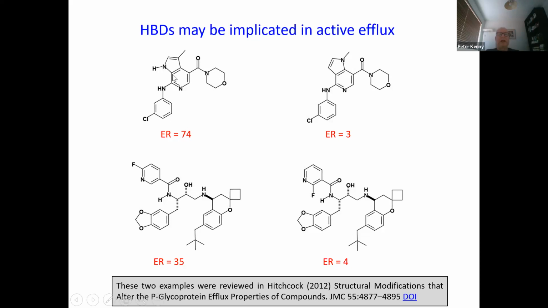And what you can see here is what I call a permeability cliff. All they've done, by moving the nitrogen from here to here, is effectively eliminate a hydrogen bond donor, and you've kept the rest of the molecule absolutely constant. So in this case, the hydrogen bond donor is actually bad for permeability.